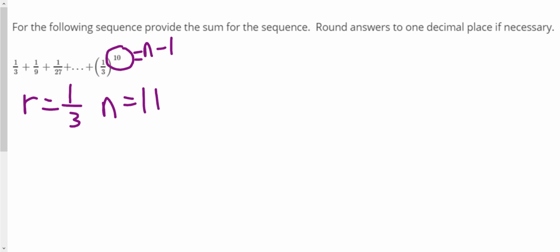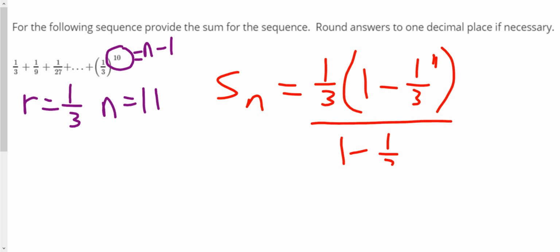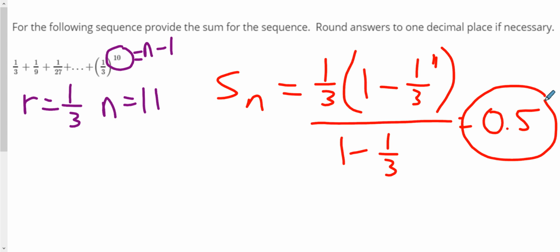So this one's going to go pretty quickly. So we're going to have our sum. We're going to use that formula. And we'll have our a sub 1, parentheses 1 minus that r value raised to the number of terms, which is 11, and divide that by 1 minus the r value. When you do that, you get approximately 0.5. I believe it's 0.49 with maybe 5 or 6 nines. We're going to round that to 0.5.